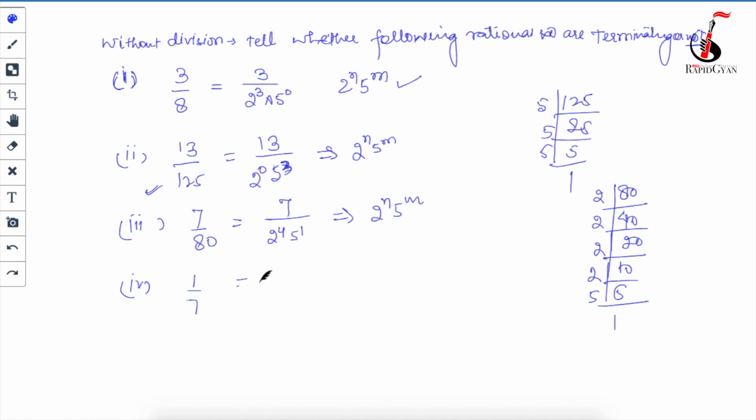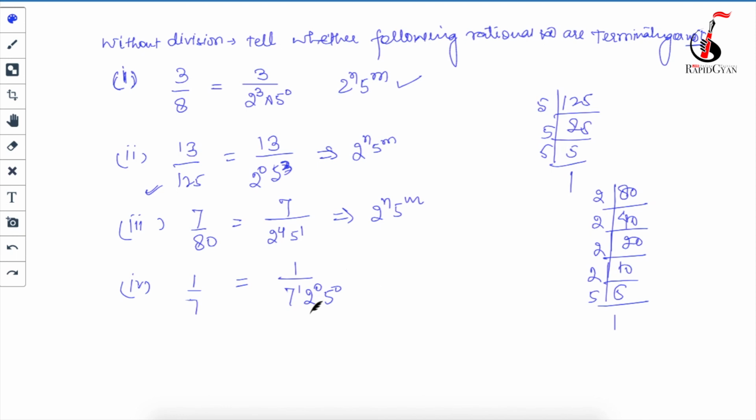Now come to 1 upon 7. This I can write as 1 upon 7 to the power 1. So this is not of that form. Now you will ask me, sir, in the above questions, in the first question there was no 2 and in the second question there was no 5, so you have written 5 to the power 0 and 2 to the power 0. So here also there was no 2 and no 5, so here also I can write 2 to the power 0 and 5 to the power 0, correct?